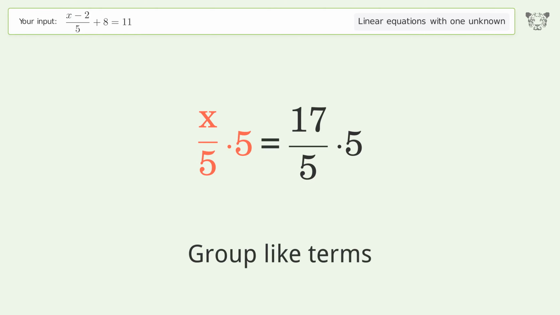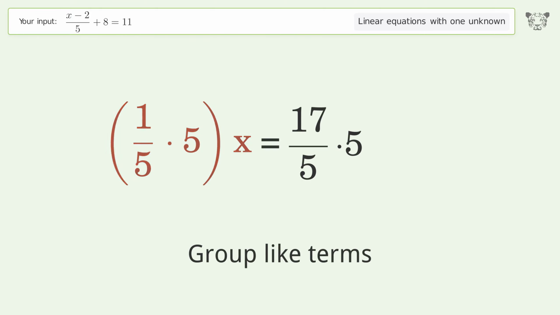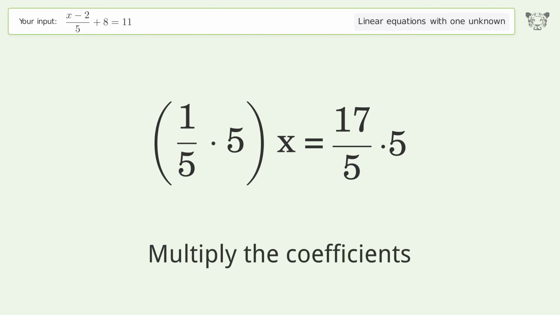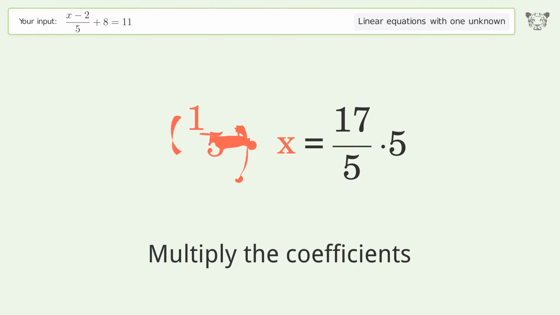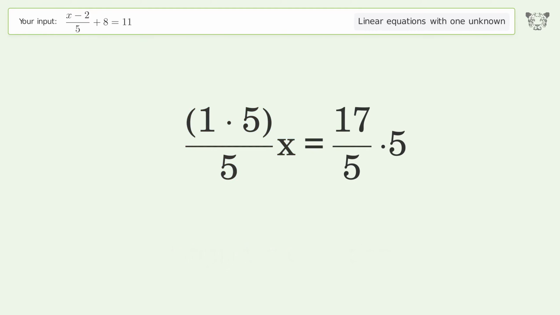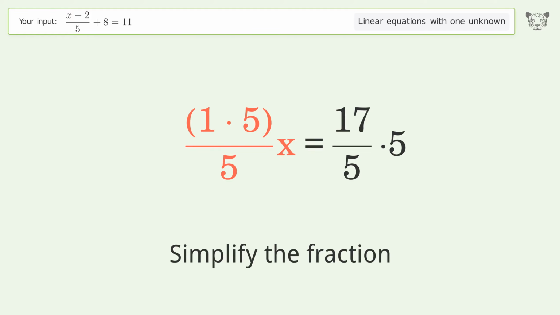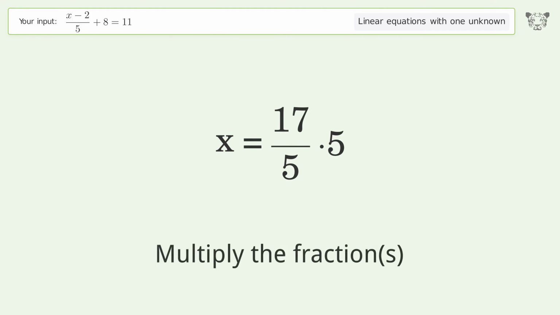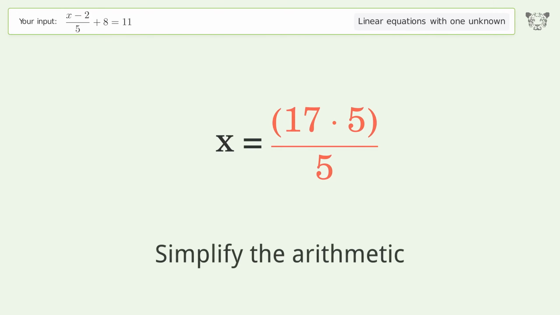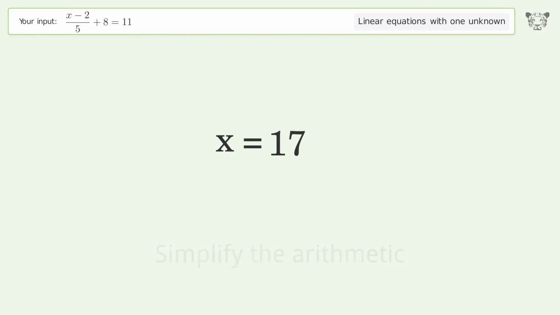Group like terms. Multiply the coefficients. Simplify the fraction. Multiply the fractions. Simplify the arithmetic. And so the final result is x equals 17.